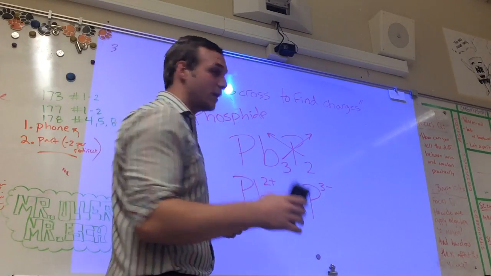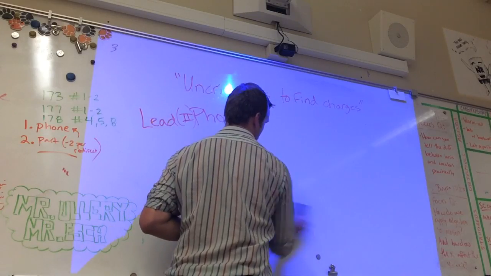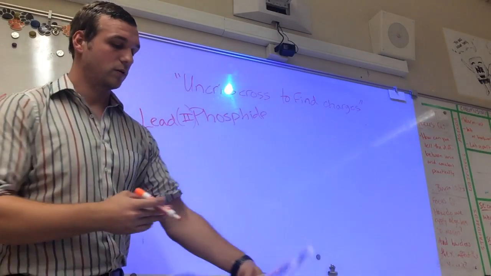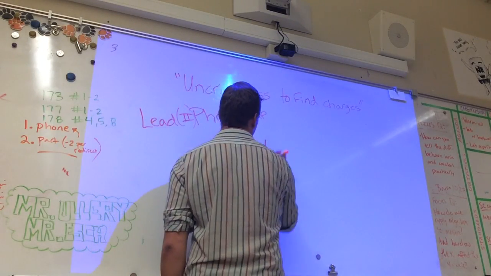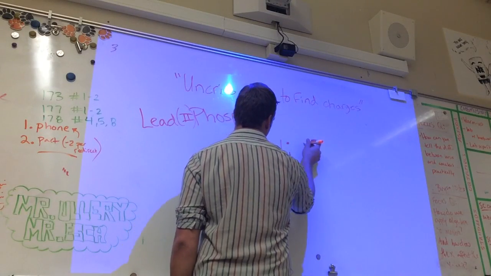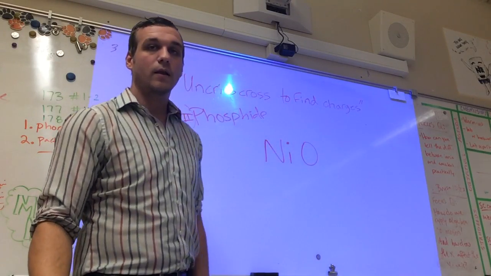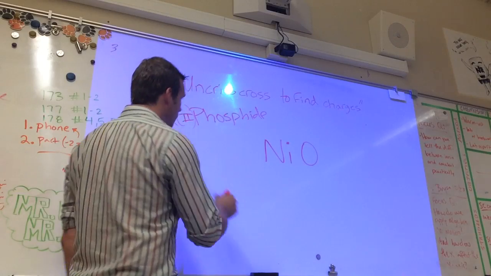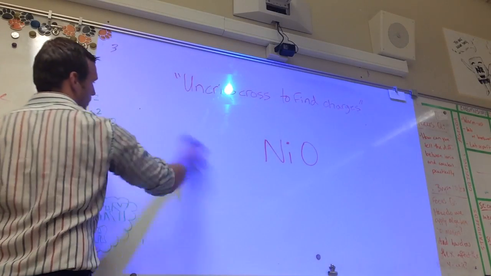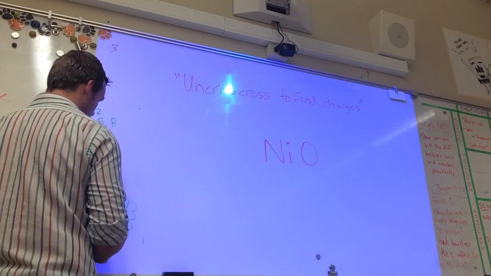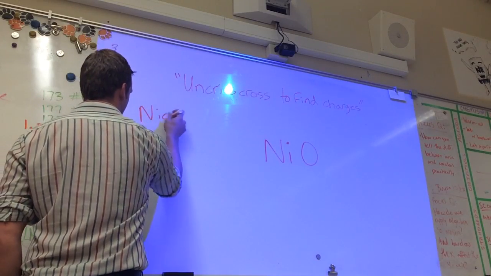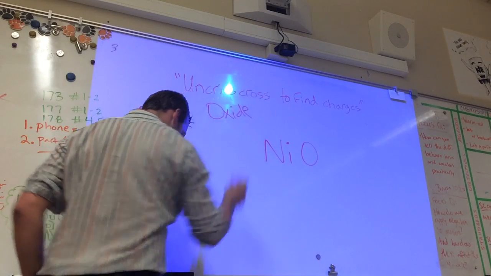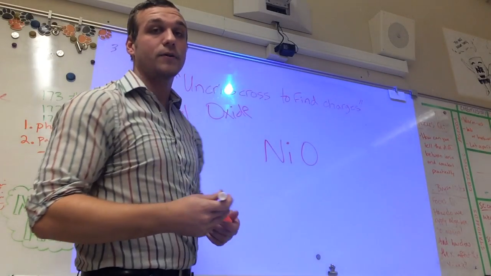Now, let's go through another example. It's not going to be quite as easy. Let's use NiO. This is nickel and oxygen, so oxygen would change to oxide. So we would call this nickel oxide. Almost lost it. So this is titled nickel oxide.